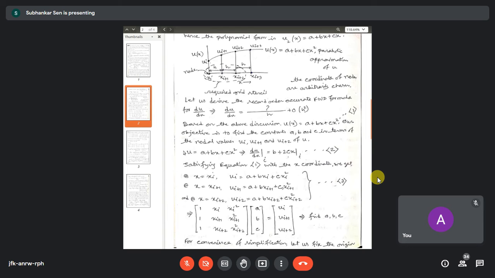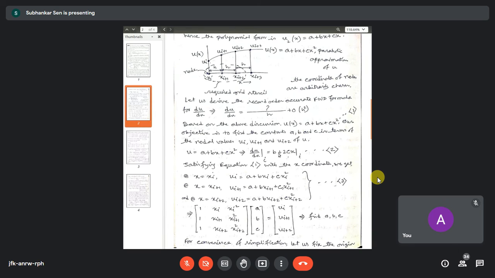Once we get this u as this parabola, we can take the first derivative, second derivative, whatever we want. But in this discussion, we are talking only about the first derivative. So u equals this expression, so du dx equals b plus 2cx. So du dx at any arbitrary node I equals b plus 2c into x at arbitrary node I. So b is a constant. So b at I or b at I plus 1 and b at I plus 2 will not make it something different.